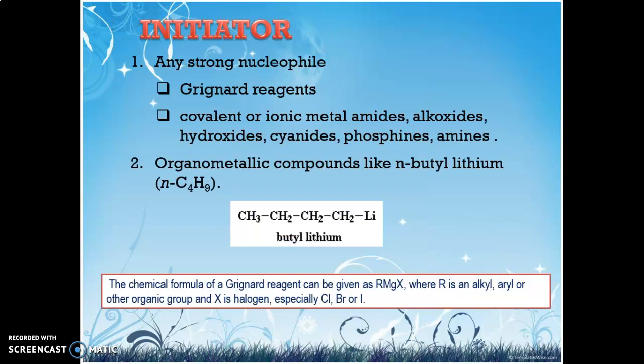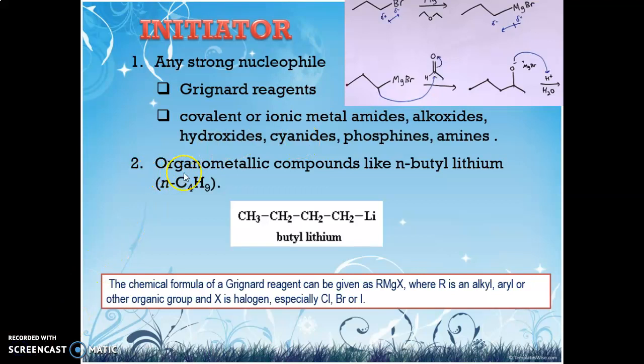Okay, look at the types of initiator. First, it can involve any strong nucleophile. So the nucleophiles include the Grignard reagent or covalent or ionic metal amide, alkoxide, hydroxide, cyanide, phosphine, amine. And the second one is an organometallic compound like n-butyl lithium. This is the structure for butyl lithium. So it has 4 carbon atoms and 9 hydrogen together with Li here.